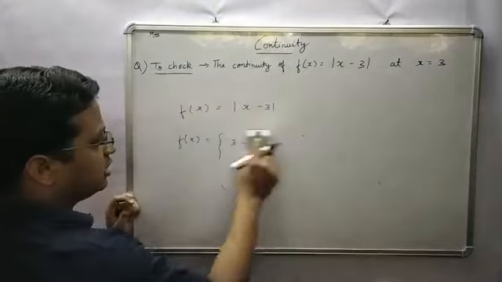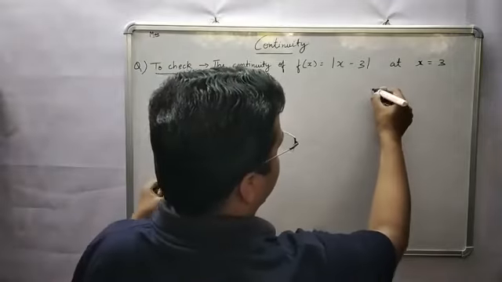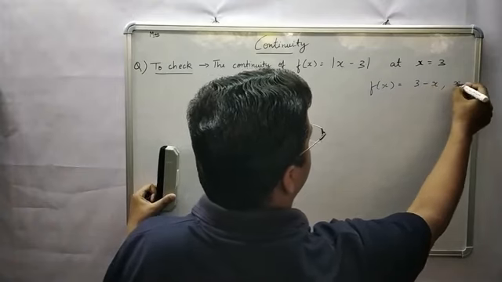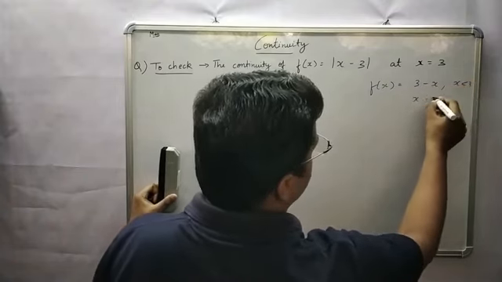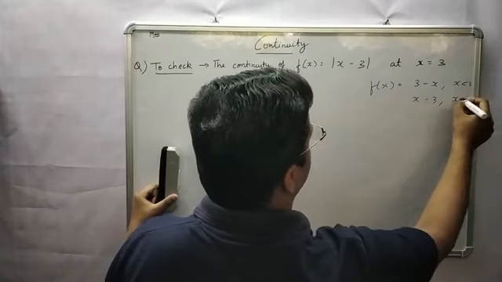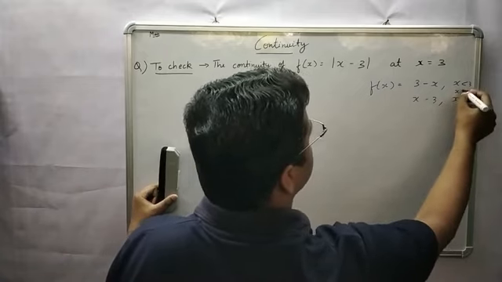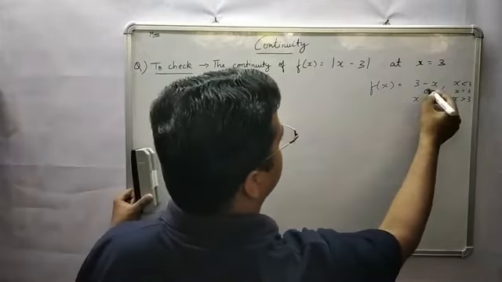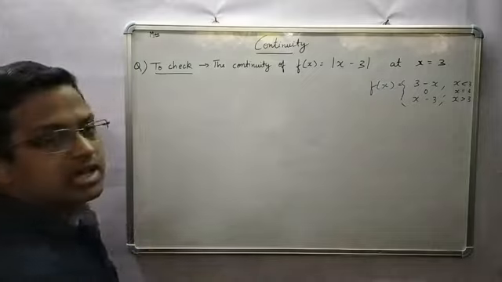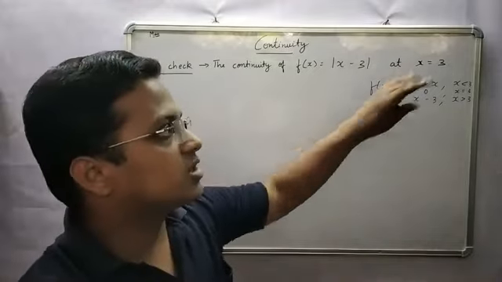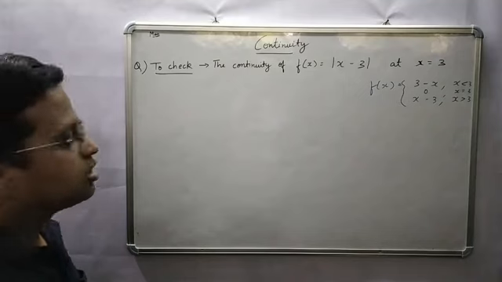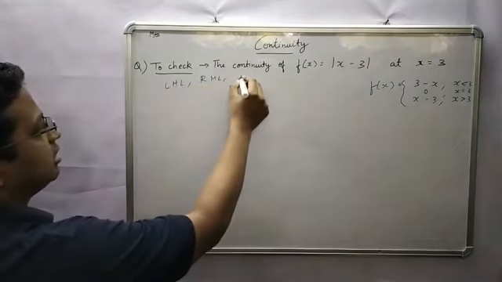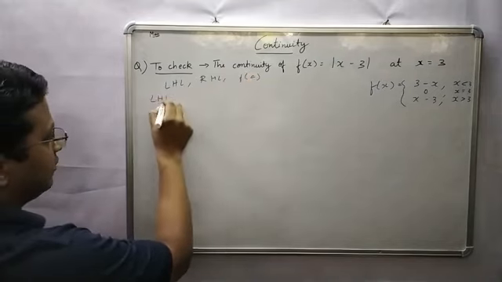So our function is f of x is equal to 3 minus x if x is less than 3 and x minus 3 if x is greater than or equal to 3. If x is equal to 3, 3 minus 3 will be 0, so the value will be 0. This is our f of x, and we have to check if this function is continuous at x is equal to 3 or not. So for that, we have to find LHL, RHL and f of a. So let's find LHL first.